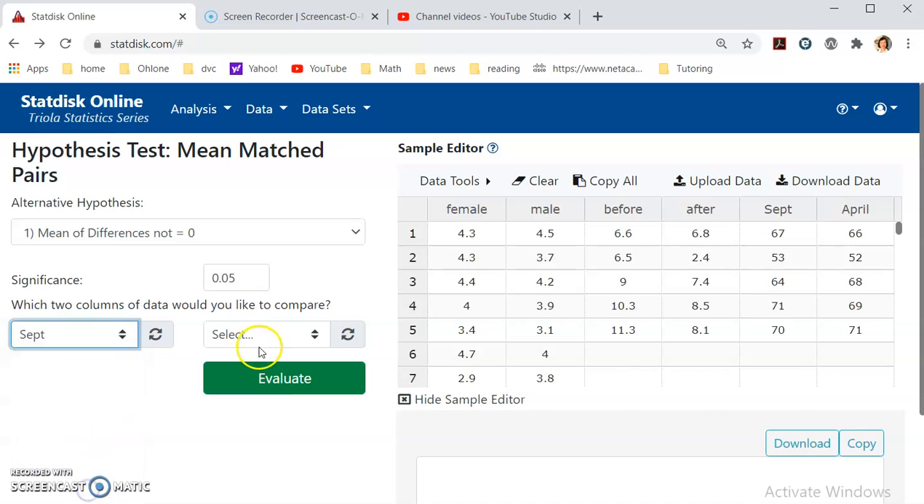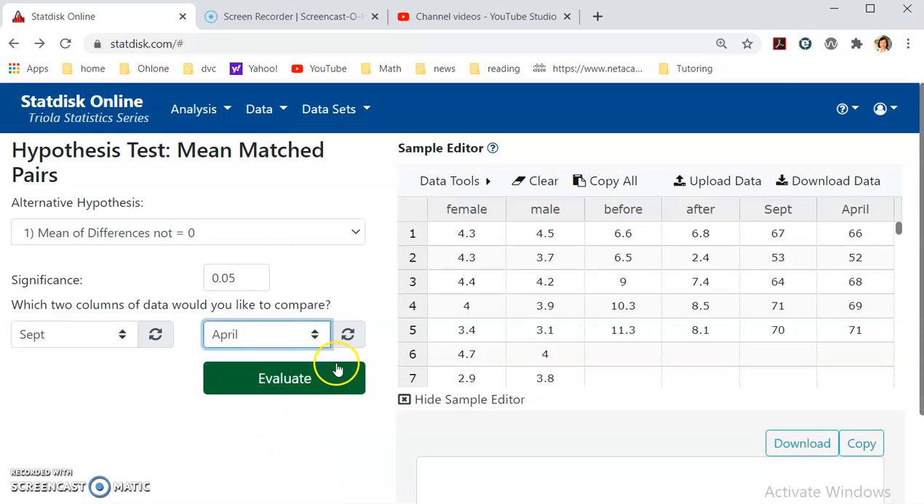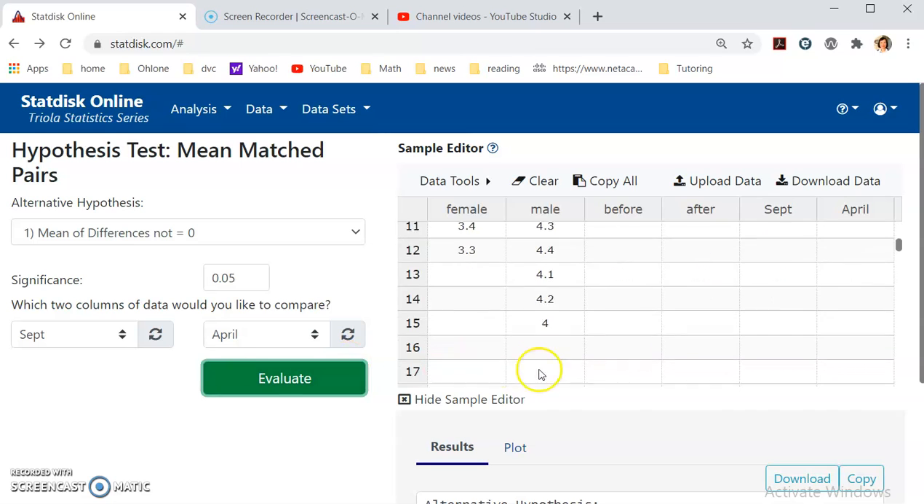September minus April. So the alternative is that it is not the same. The significance level is 0.05. Evaluate.